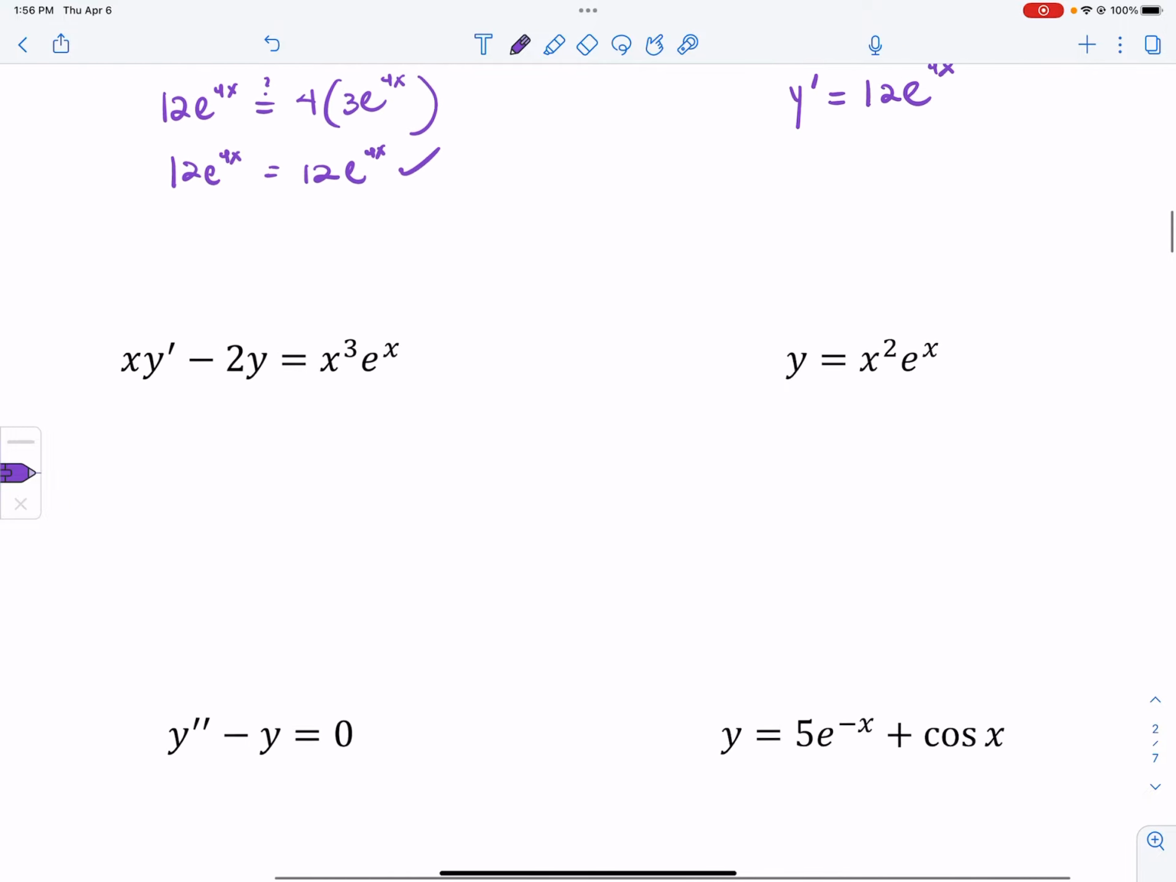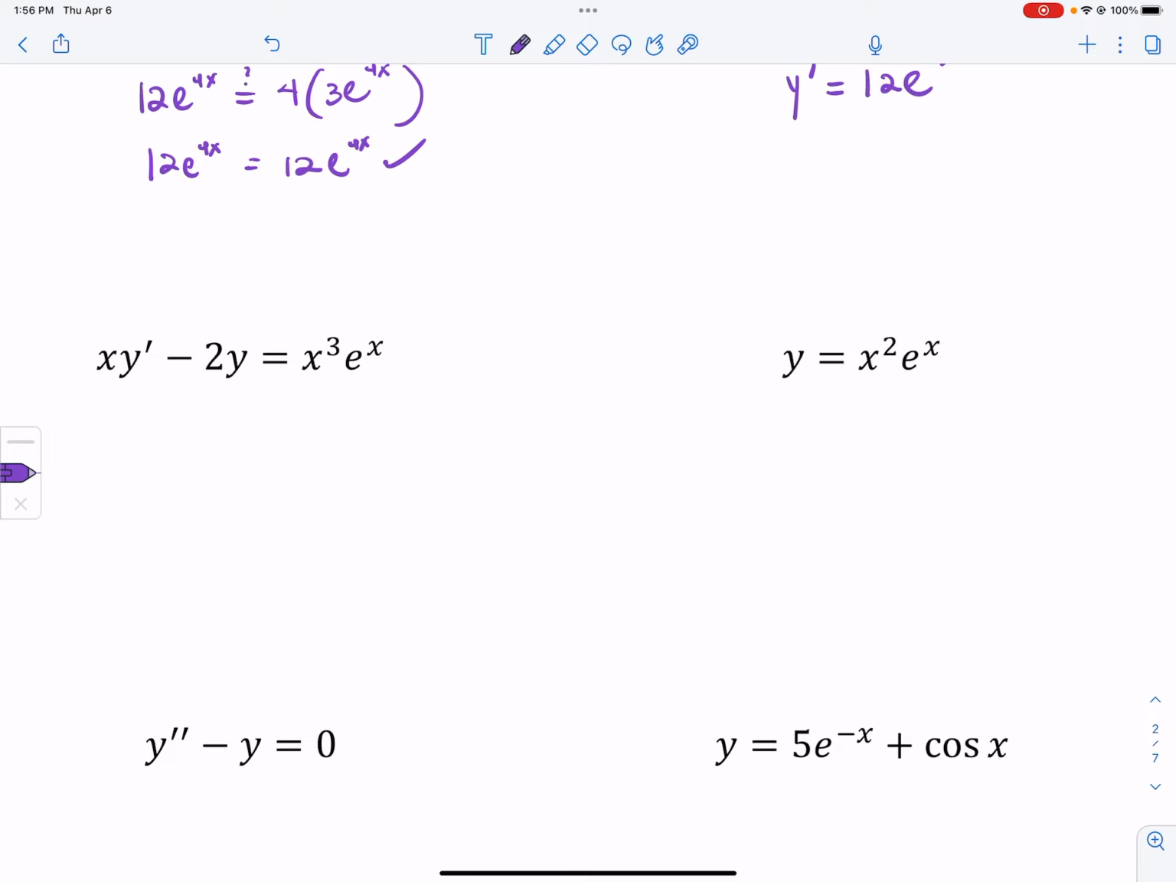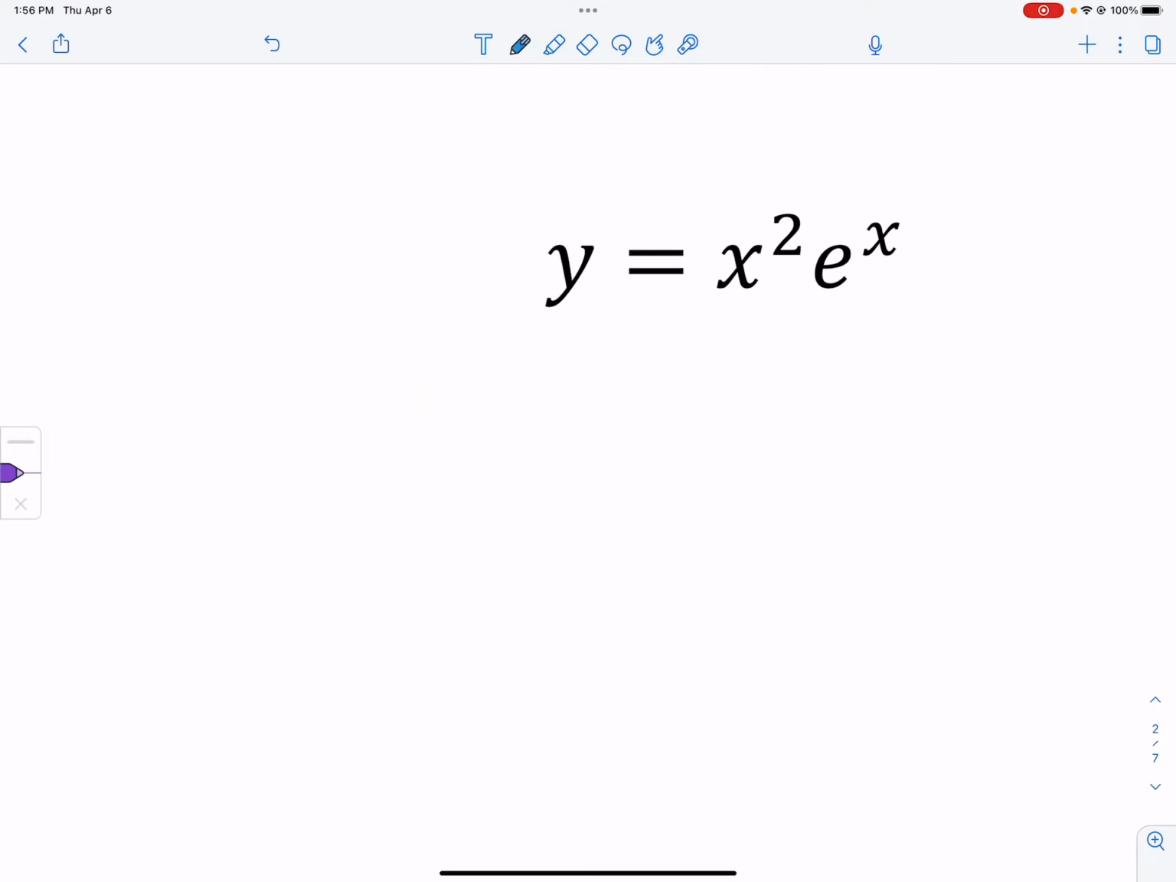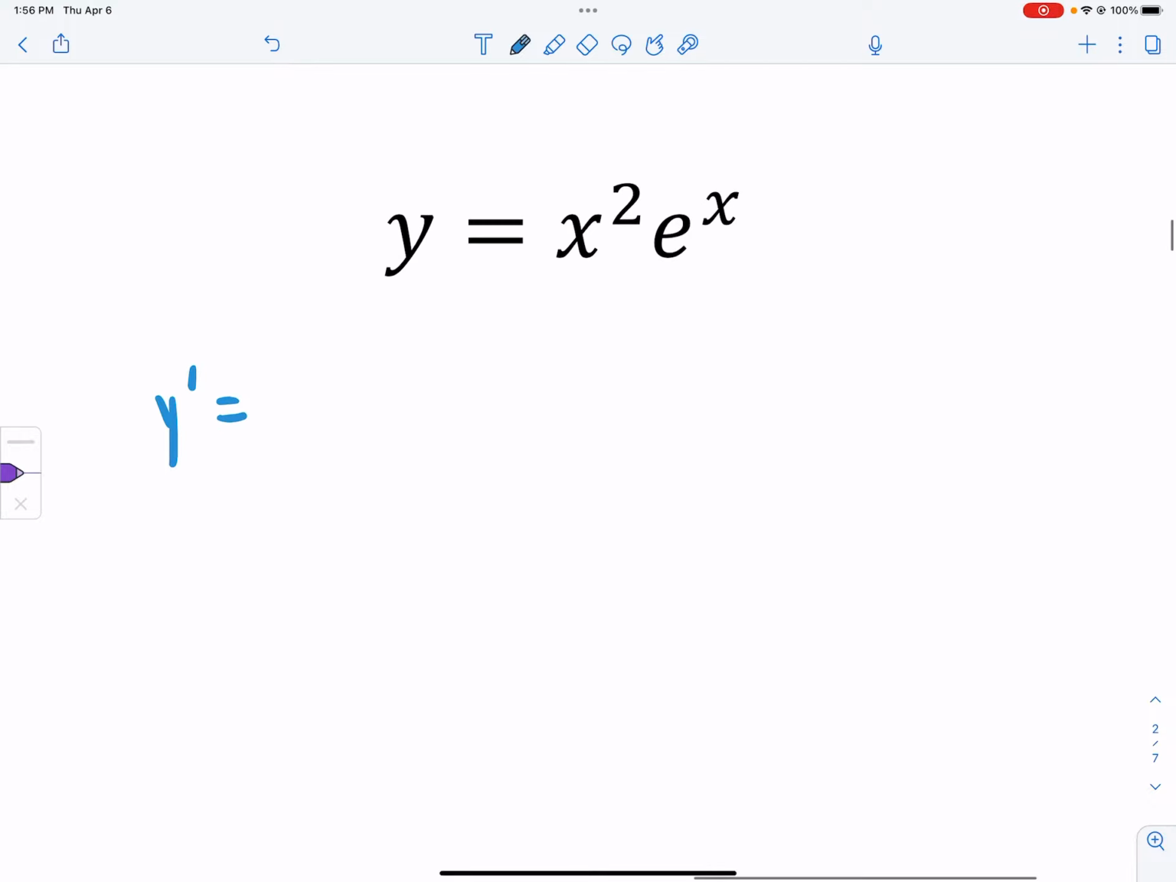Next one, it looks like in this differential equation we will need a y prime. To find this y prime, we get to practice some of our differentiating skills. So let's use product rule, since x squared times e to the x is a product. So first factor times derivative of the second factor plus the second factor times the derivative of the first.